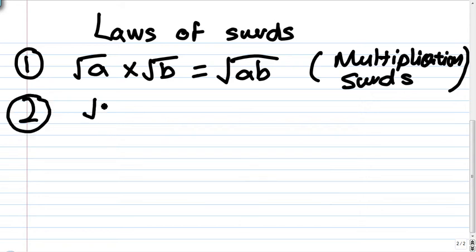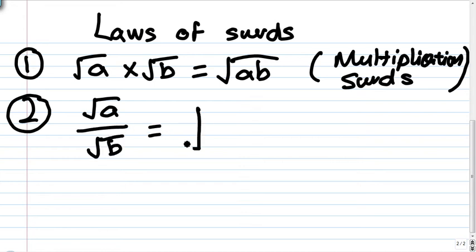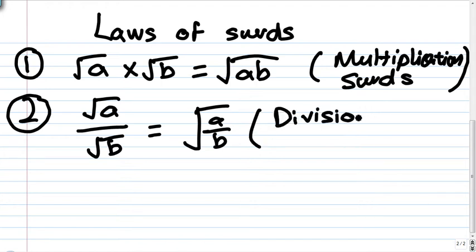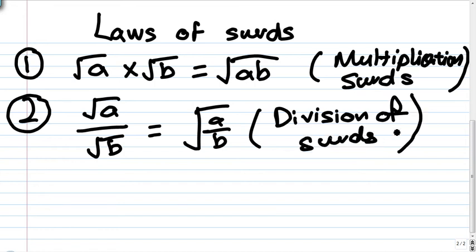So if you have square root a over square root b, you can write it as square root of a over b. This is known as the division of surds. Actually, the laws of surds are interlinked with that of indices. They are derived from the laws of indices.